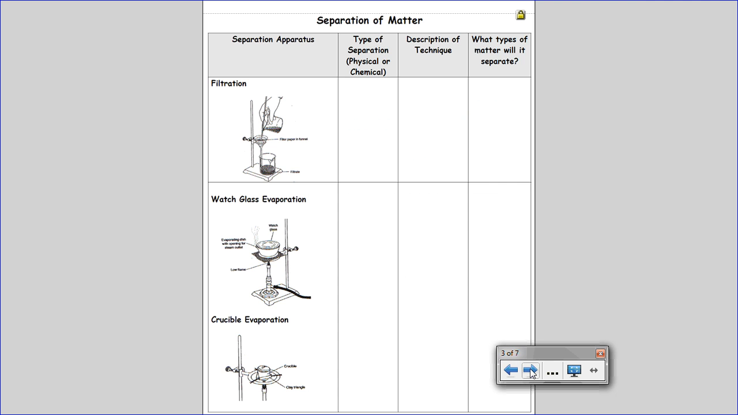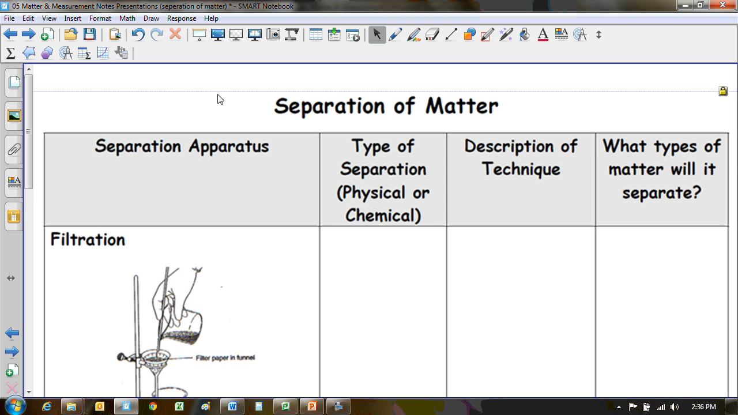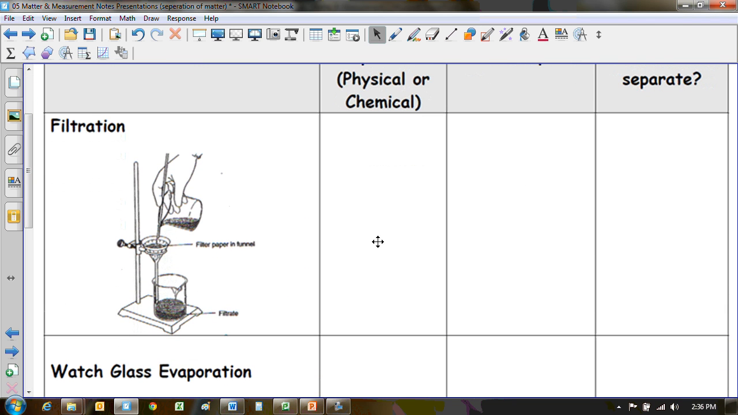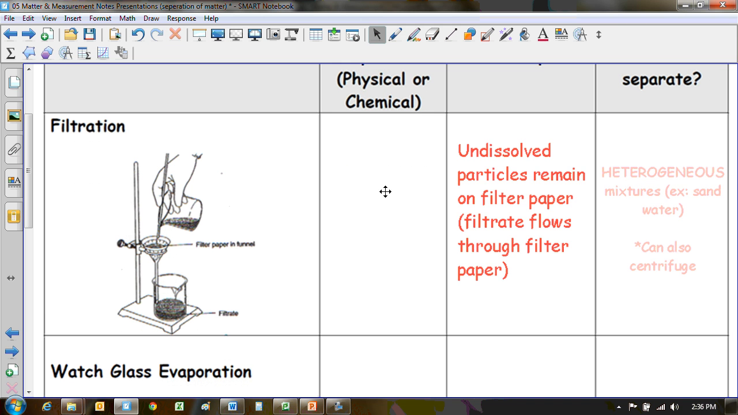Okay. In the interest of being able to read these, I am going to go to single screen here. So the first type of separation is a filtration. It is a physical separation. Okay. It's where undissolved particles remain stuck in a filter paper. This is like making coffee. Okay, coffee grounds go in the filter paper. You pour the water over the top.